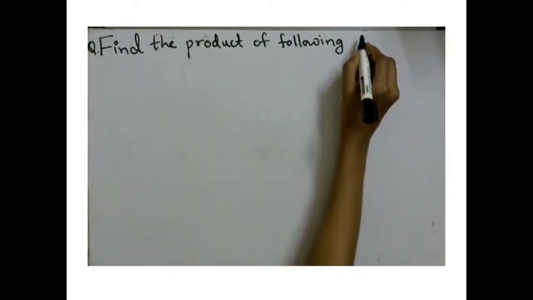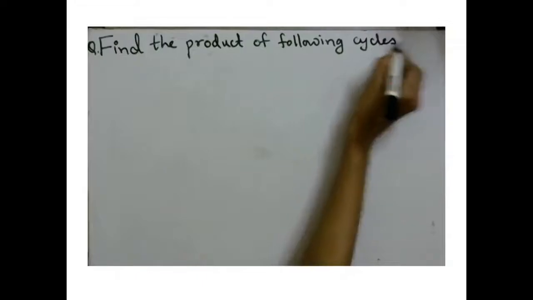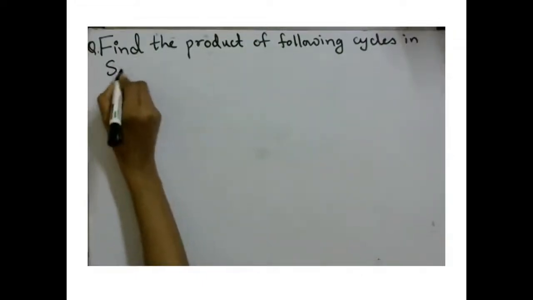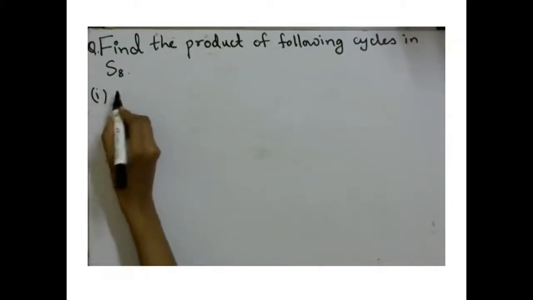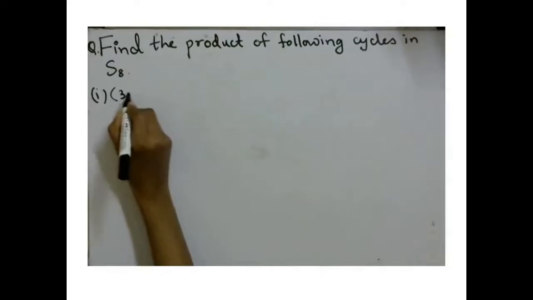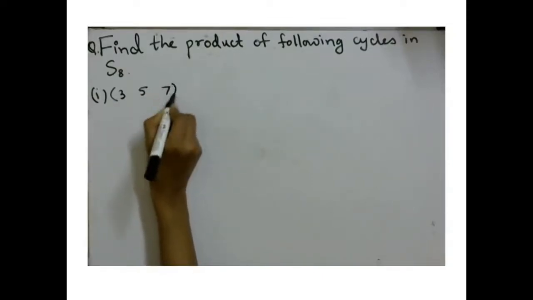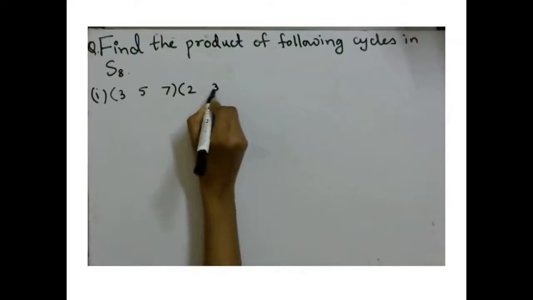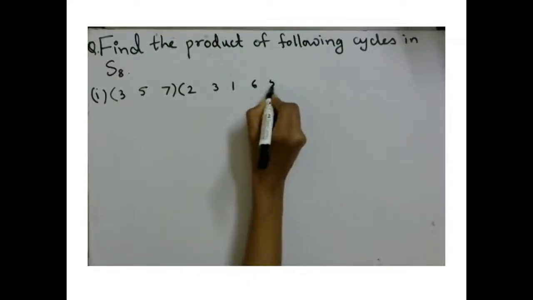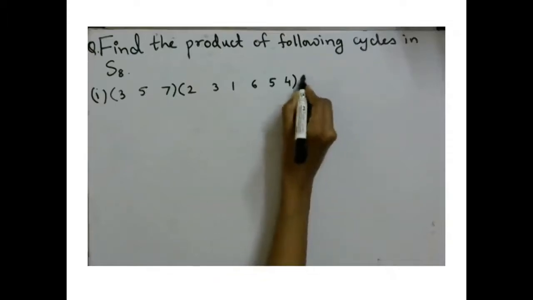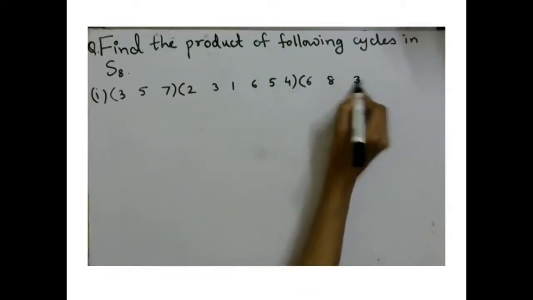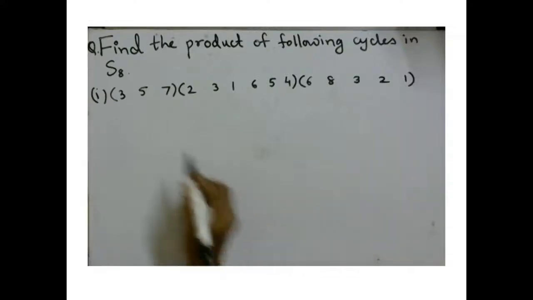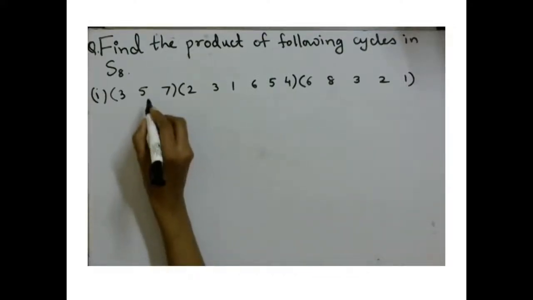Find the product of the following cycles in S8. So for the first cycle, remember that you are in S8. The first cycle is (3, 5, 7), the second cycle is (2, 3, 1, 6, 5, 4), and (6, 8, 3, 2, 1) is the third cycle. So you have to multiply these three cycles.